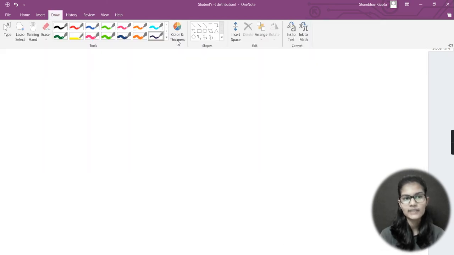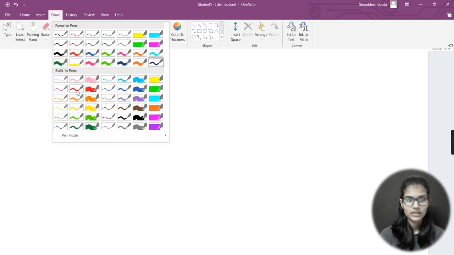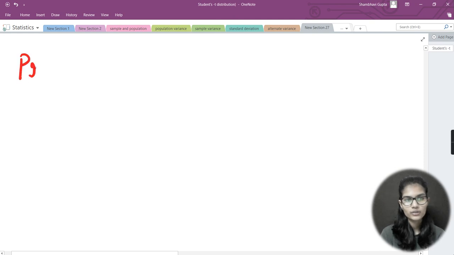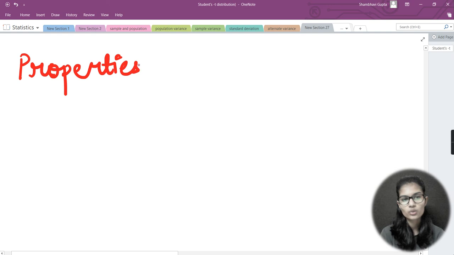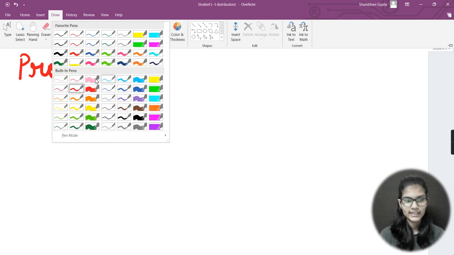After that it has two important properties, so I will write those two important properties here. I am talking about the properties of the student's T distribution, not about the T score or anything else.